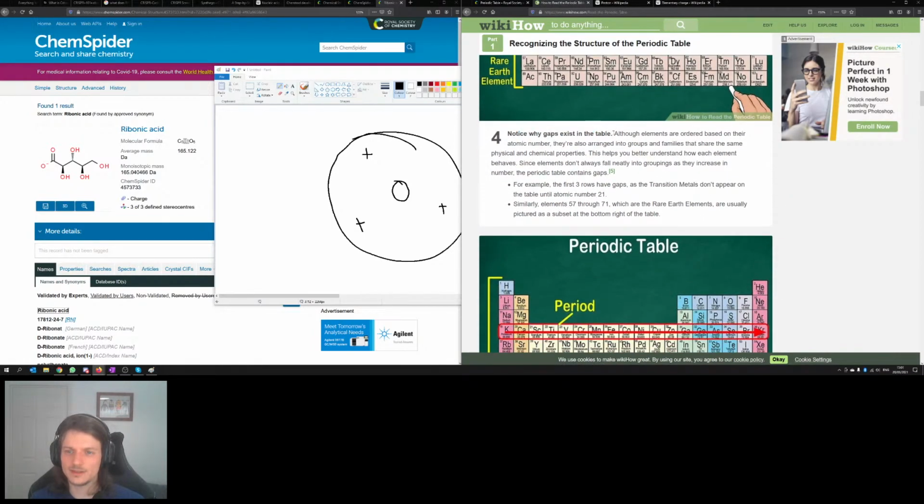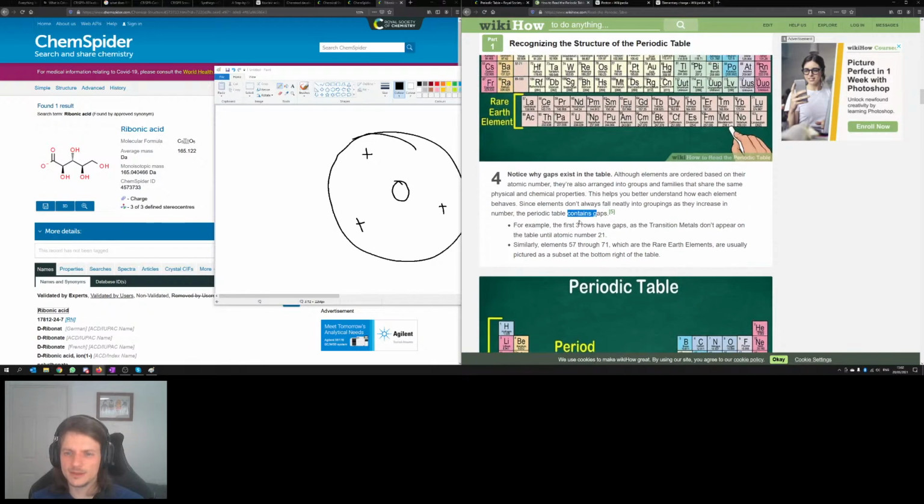Notice why gaps exist in the table. Although elements are ordered based on their atomic number, they're also arranged into groups and families that share the same physical and chemical properties. This helps you better understand how each element behaves. Since elements don't always fall neatly into groupings as they increase in number, the periodic table contains gaps.